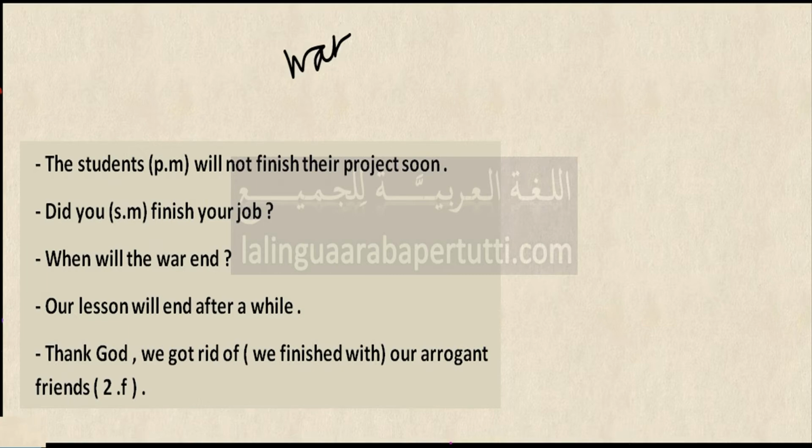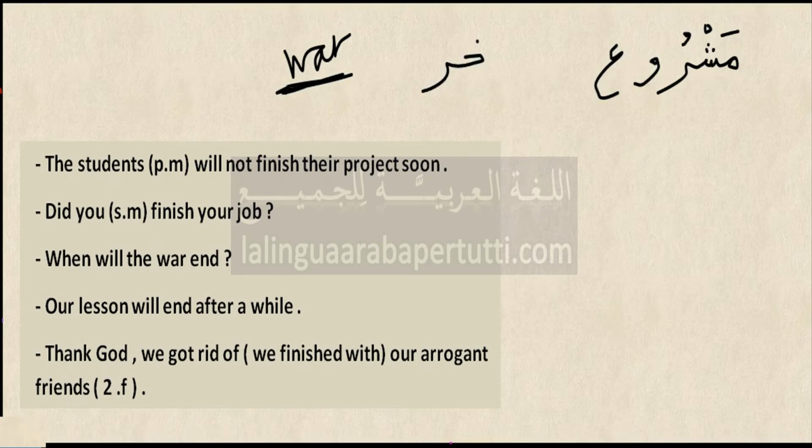Okay, maybe some students they need some words because these words are new for them. For example, the first sentence we said the word project. Project is مشروع. In another sentence we said war. War is حرب. Arrogant, we can say متكبر. I'm writing the adjective singular masculine, متكبر.